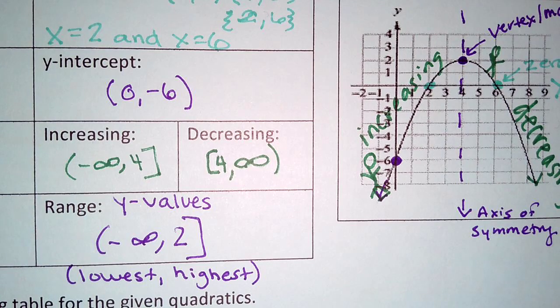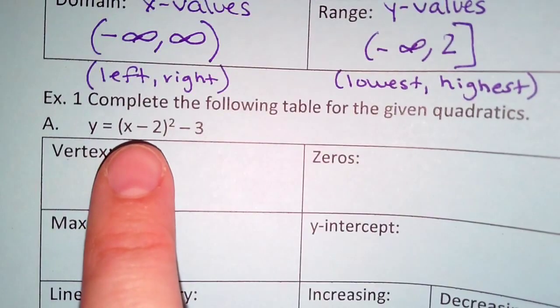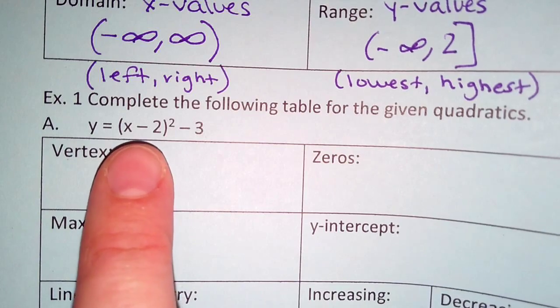What questions do you have for me off this first example? Okay, so what you're going to be tasked to do now, instead of me giving you the graph, is use our skills from last class to take this equation. It's in vertex form. Find this information.